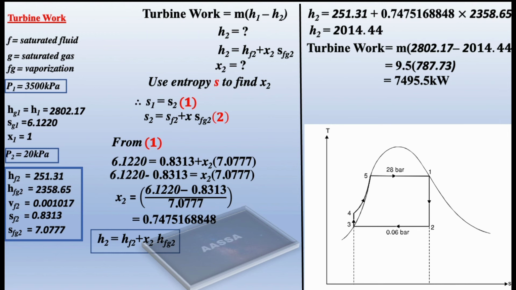So if you compare the work of the pump and the work of the turbine, the work of the pump is very, very small. That in some cases, when some people want to calculate the Rankine efficiency, they just don't include the work of the pump. Why? Because it is very small. But you have to include it when you are not told to exclude the work of the pump.